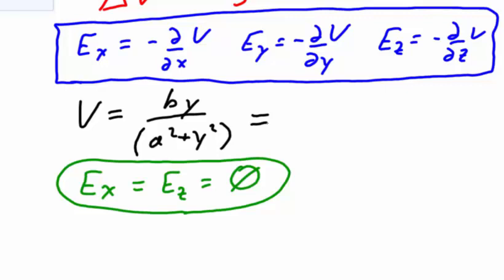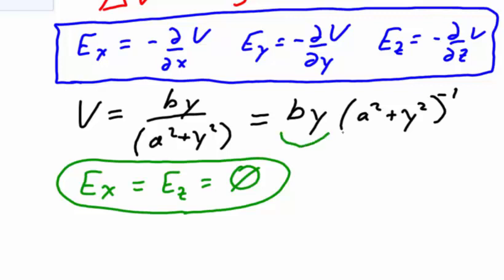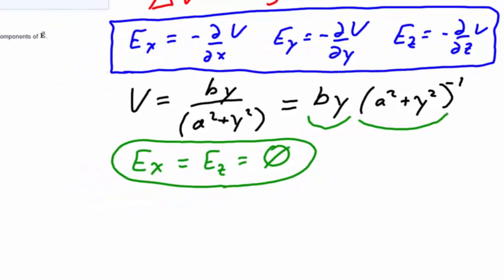For simplicity's sake, and because I only tend to remember the product rule rather than the fraction rule, I'm going to write this as By times the quantity a squared plus y squared to the minus 1 power. I'll then be able to take the derivative of this by considering the potential to be a product of two terms. The first term I'll consider to be the By, and the second term I'll consider to be the a squared plus y squared to the minus 1 power.